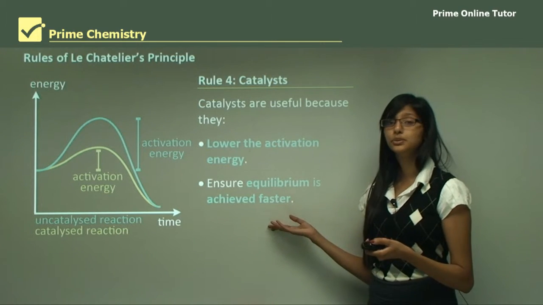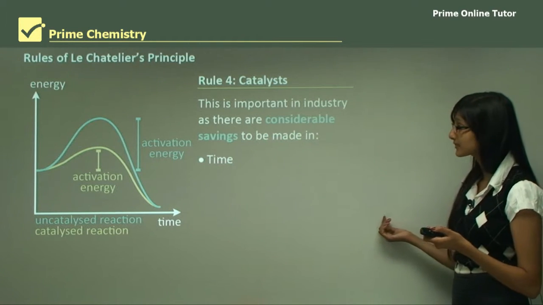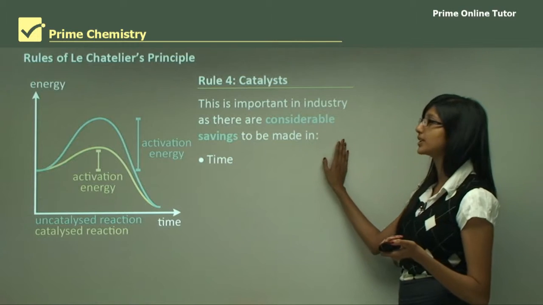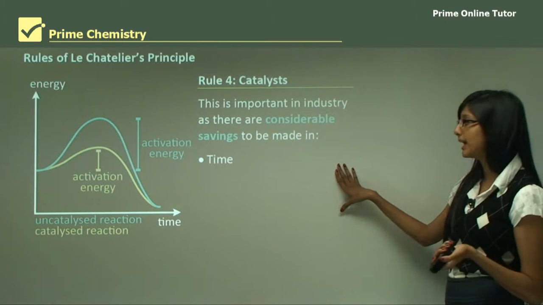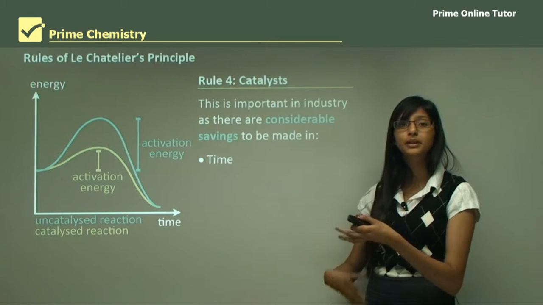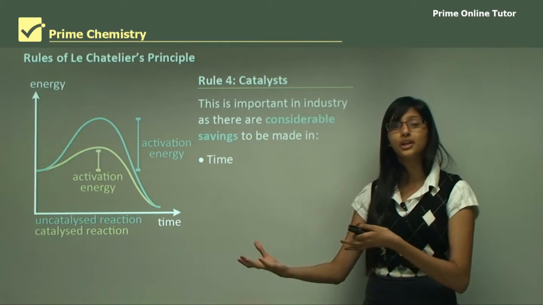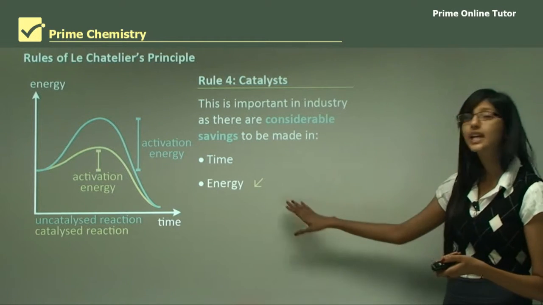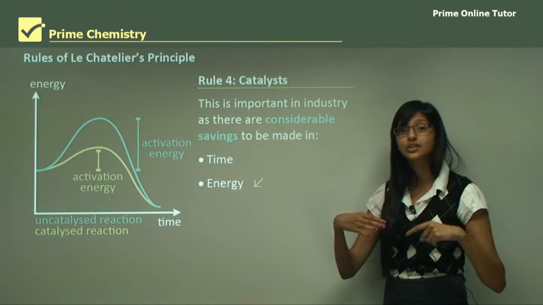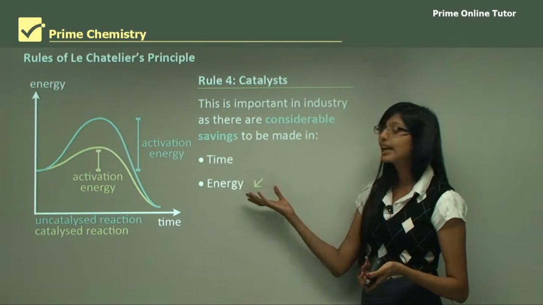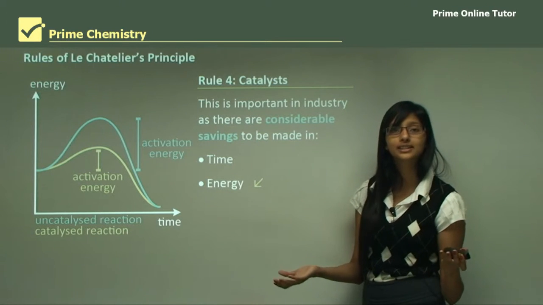And this will reduce the amount of costs involved in the reaction. And this is definitely important in industry, as there are considerable savings to be made, such as time. If equilibrium is reached faster, then less time is needed for the production of the products, and also energy, because if you use a catalyst, the activation energy is lowered and hence energy will be saved, which will result in a lot of cost being saved.